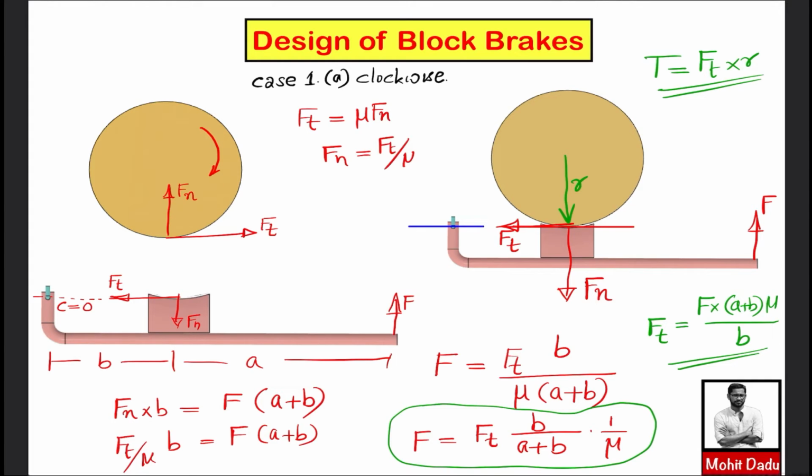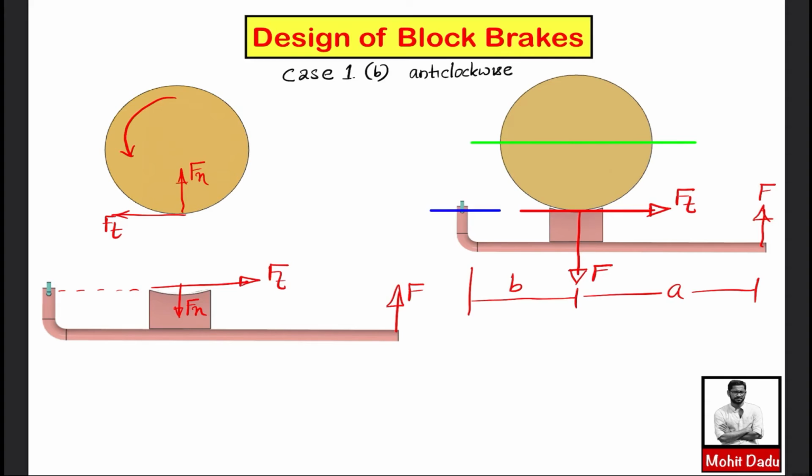So this is the case where the line passing through the fulcrum and the frictional surface are at the same level, and also the drum is rotating in the clockwise direction. Next we will be seeing the case where the drum is rotating in the anti-clockwise direction. So this is the second case. If you are observing, this is the direction of motion. So at this frictional surface, the tangential frictional force should be opposite to the direction of motion.